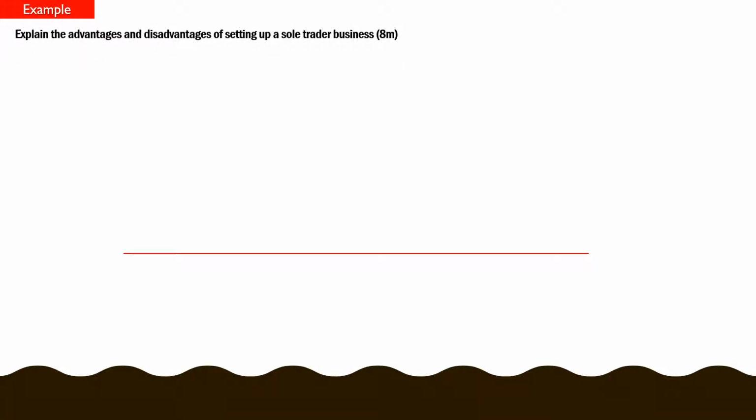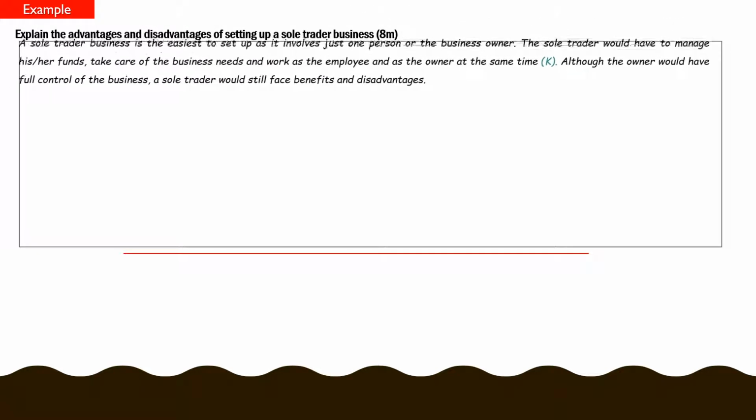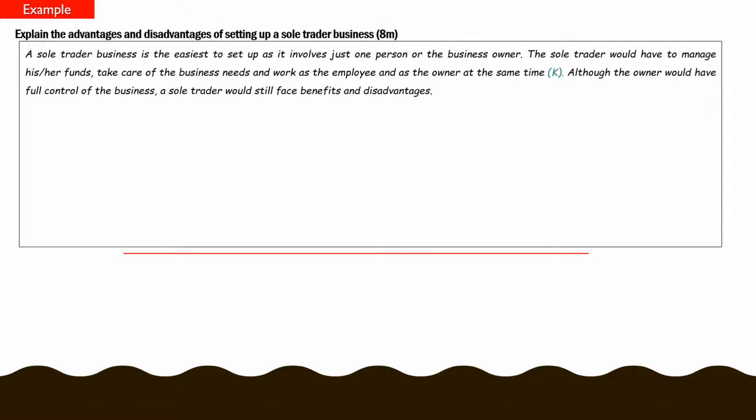Now let's look at an example of a question. Explain the advantages and disadvantages of setting up a sole trader business, for 8 marks. Let's do this slowly. Now, the first paragraph of the answer, a sample answer, of course.